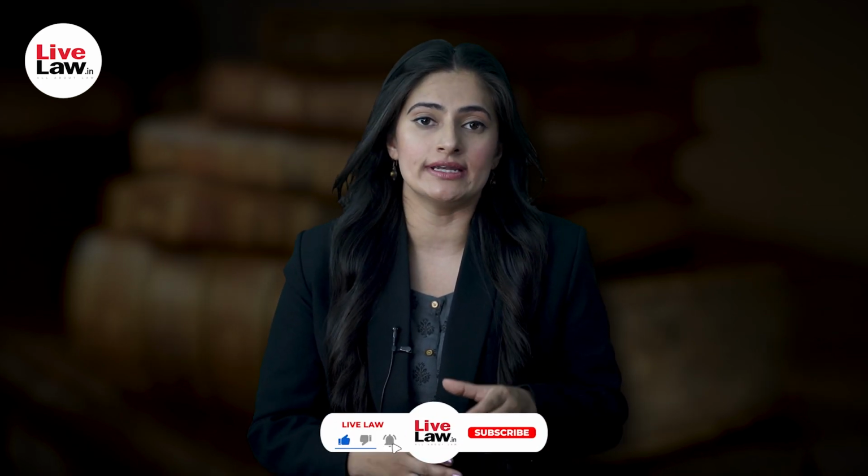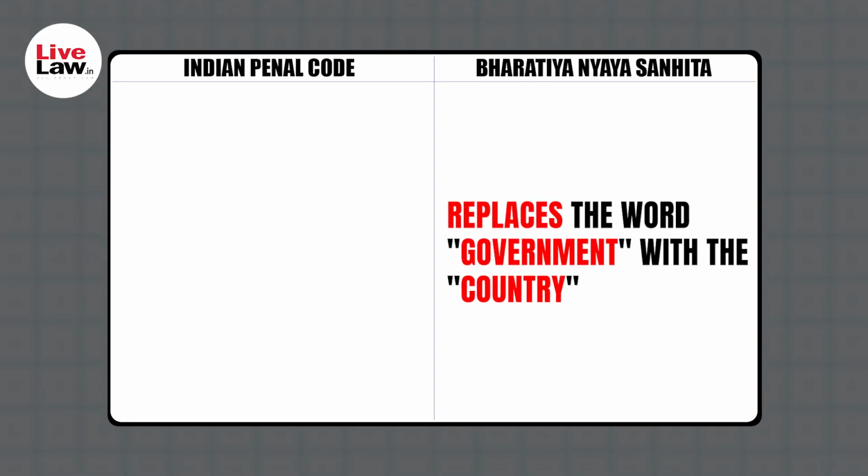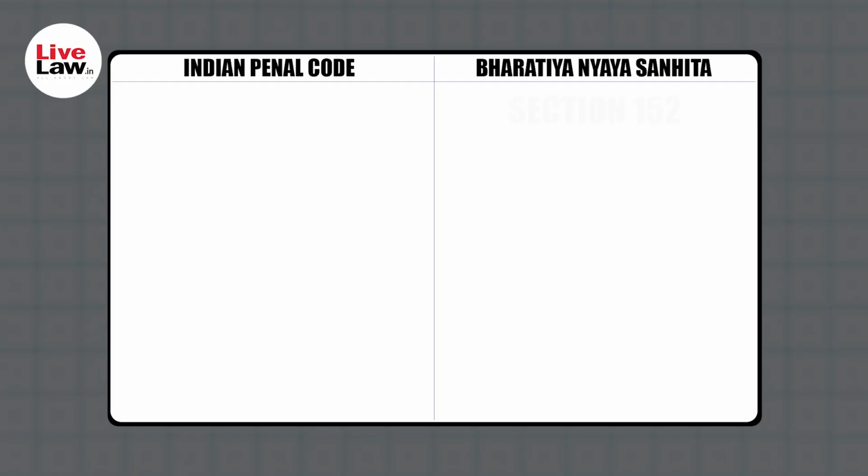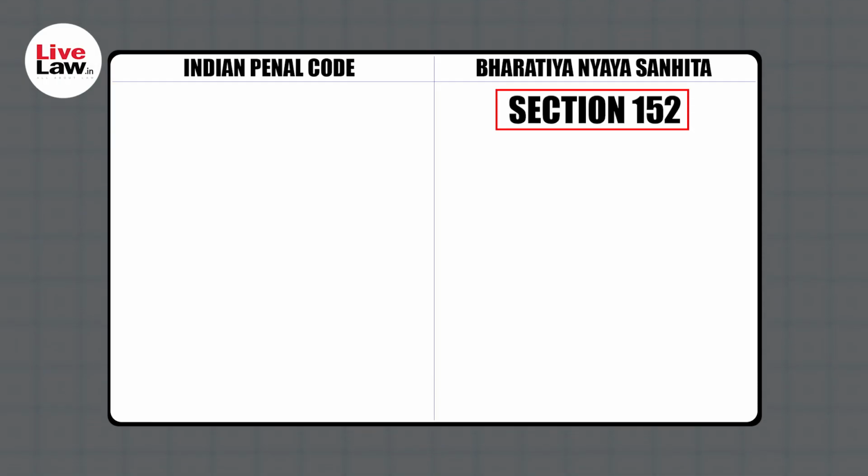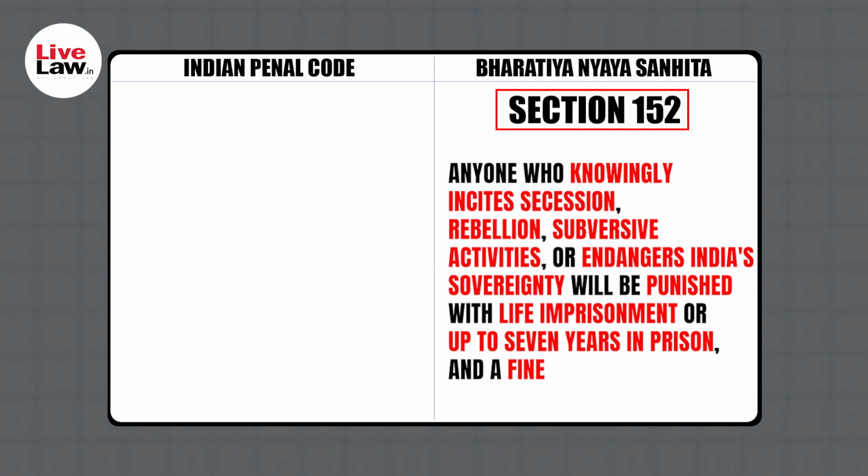BNS penalizes acts endangering the unity and integrity of India. While sedition criminalized acts against the government, the BNS replaces government with the word country. Aspects of sedition have been retained under Section 152 of BNS, which states that anyone who knowingly incites secession, rebellion, subversive activities or endangers India's sovereignty will be punished with life imprisonment or up to 7 years in prison and a fine. However, expressing disapproval of government actions to seek lawful change is not an offence.